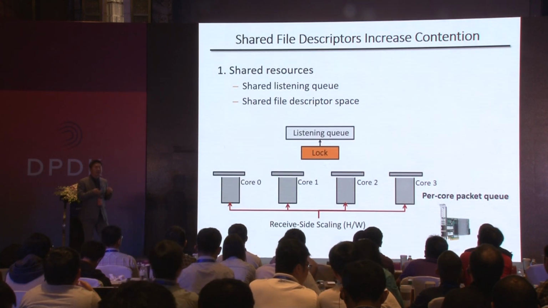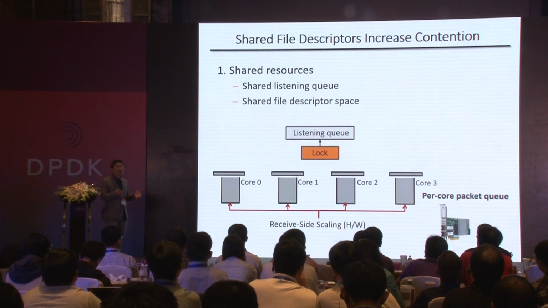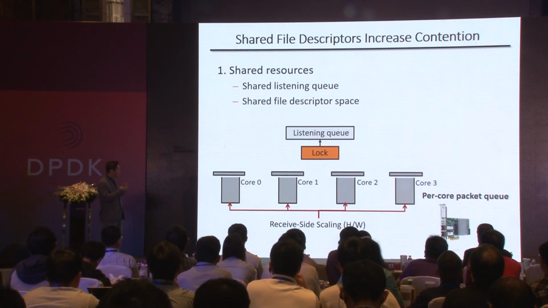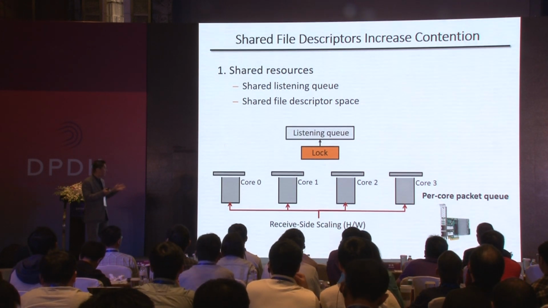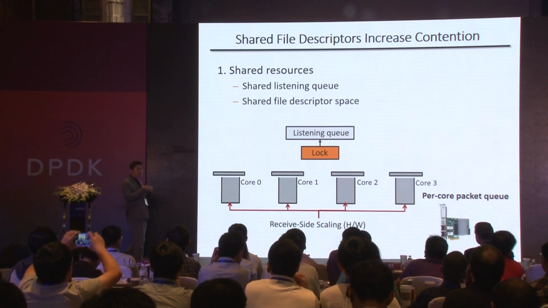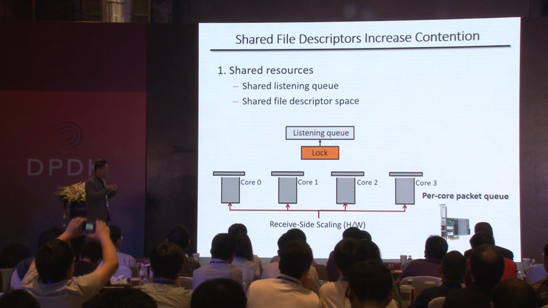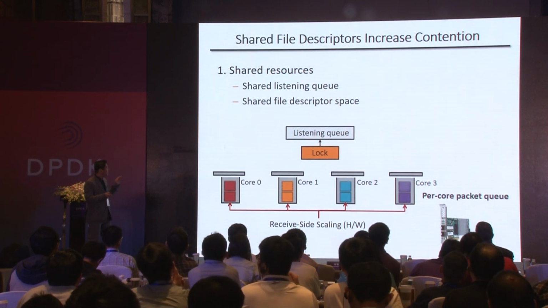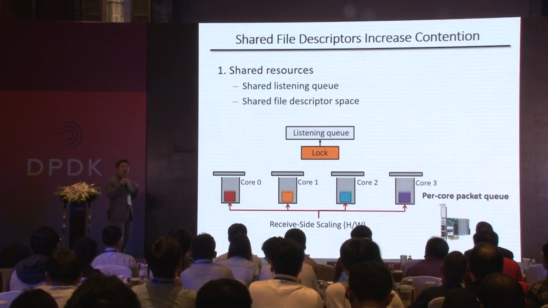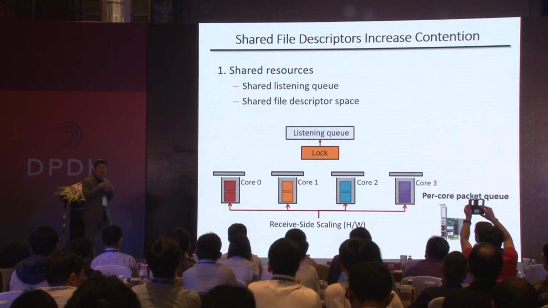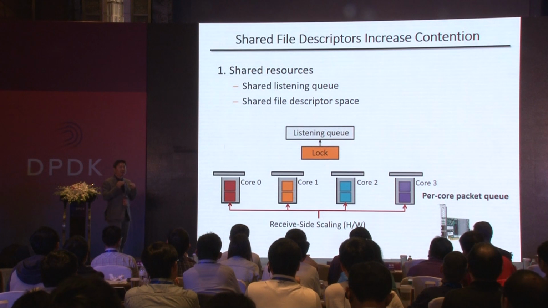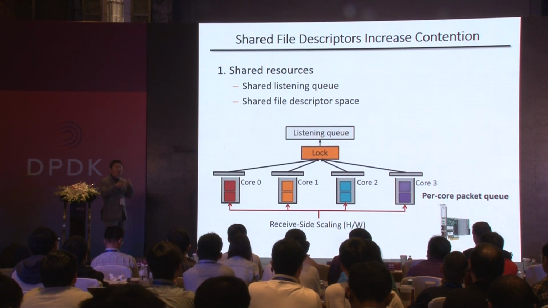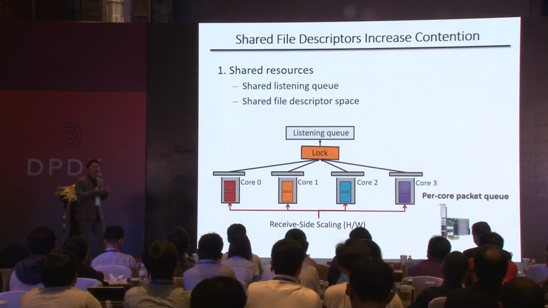So I'll talk about these bottlenecks in more detail. The first bottleneck is the contention due to the shared resources. Let's say you have multiple cores, and you're receiving the packets using the receive side scaling hardware feature. That's very good for distributing the packets to multiple queues, each linked to a core. That's fine. But the problem is that if you're listening on one queue, let's say you're running a web server. A web server is supposed to listen on port 80. No matter how many threads you have, the accept performance is actually completely serialized because of this lock.